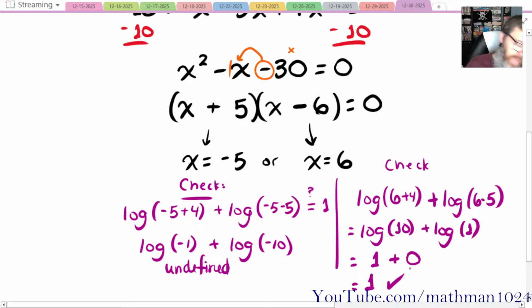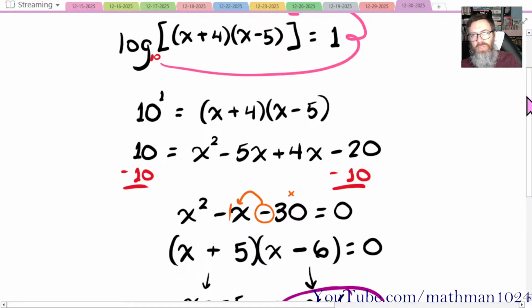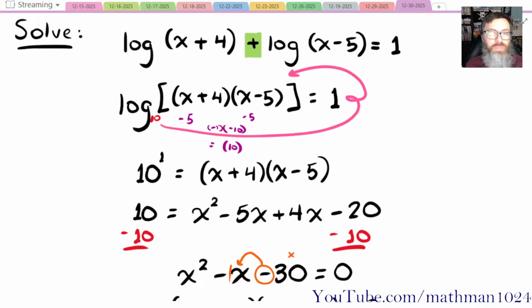Now, the reason that we only have one of these working as a solution is because of how the original problem was written. If this were the original problem, you could plug in both negative 5 and positive 6, and they would both work. The reason they'd both work from this point is because you would have to deal with the multiplication first before you apply the logarithm. So if I were to plug -5 in here and in here, you would end up with -1 times -10, which is +10. And you can do the logarithm of that. But that wasn't my original equation.